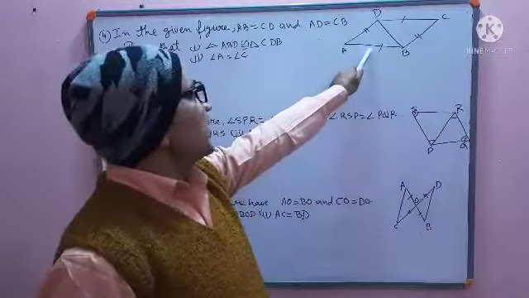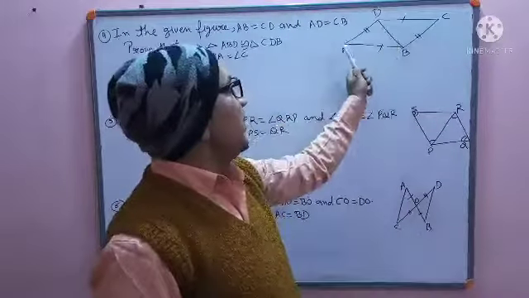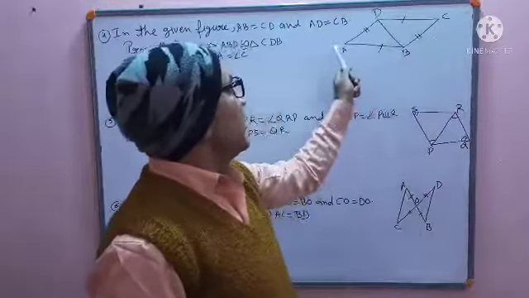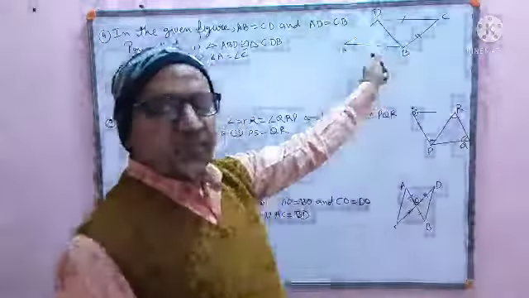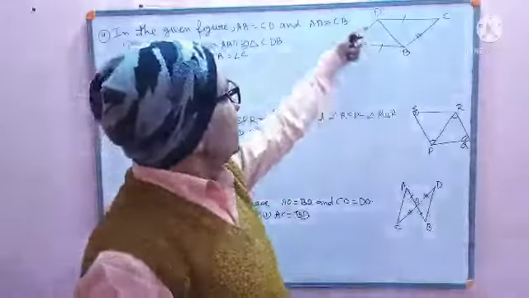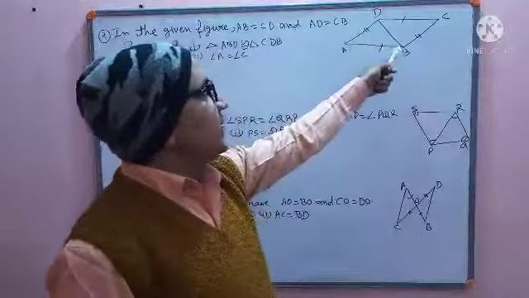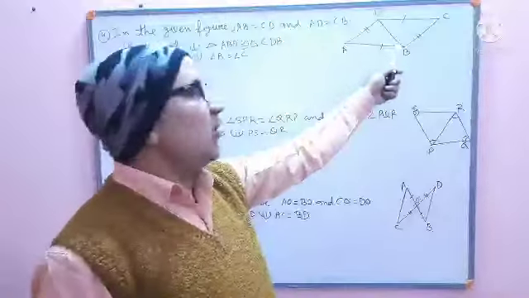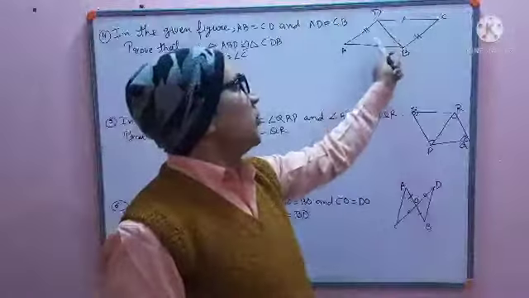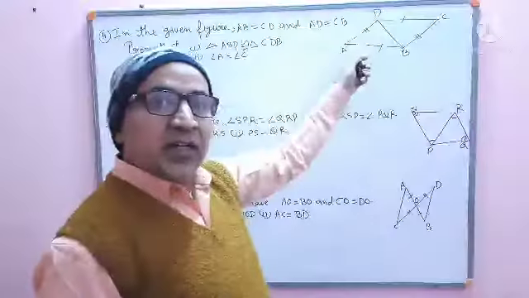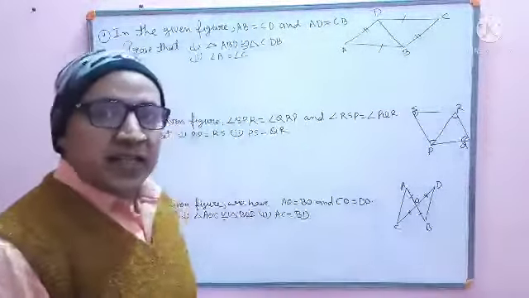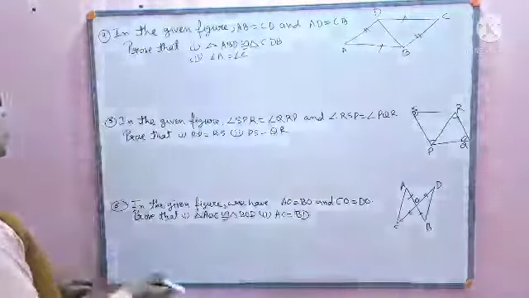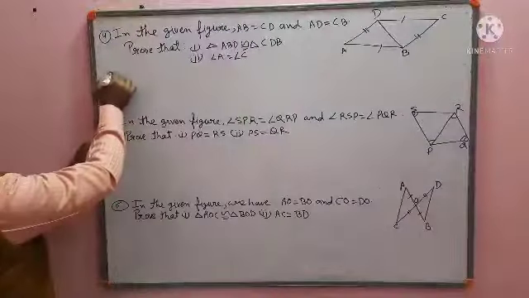Why? This side is equal to this side. AB is equal to DC. AD is equal to BC. These two are also equal. And the third side BD is also equal because this is present in both the triangles. It means in these two triangles, all the sides are equal. So, how will you write it? See here.